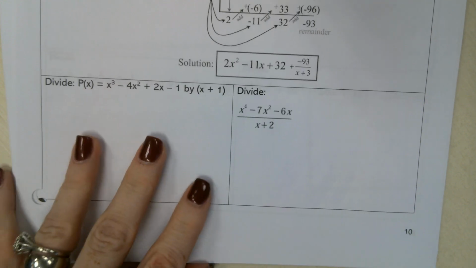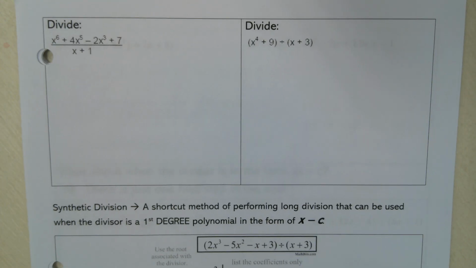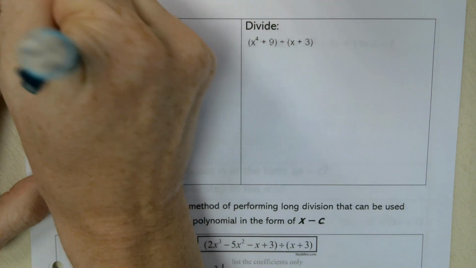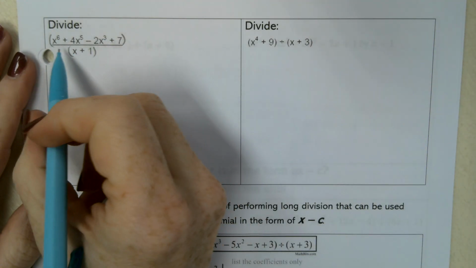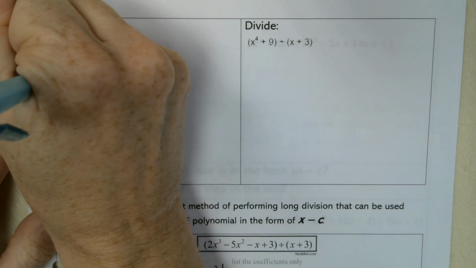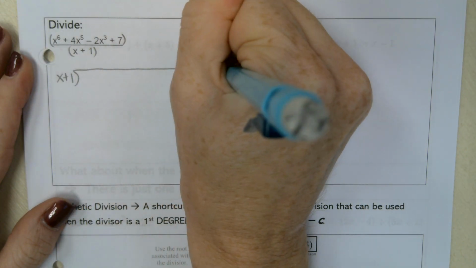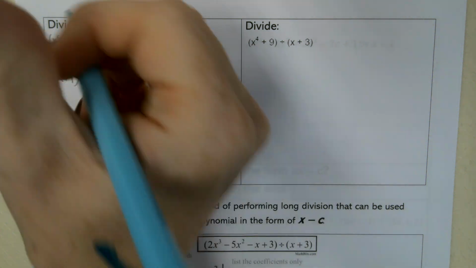All right, let's look up at the top of page 10. Now this one is written, this still means division. It's just written as a fraction to begin with, okay? Now, right here, my highest power is 6, okay? I know that I'm dividing x plus 1 into this polynomial. Now, this is x to the 6, so it's going to be a long polynomial in here, okay?